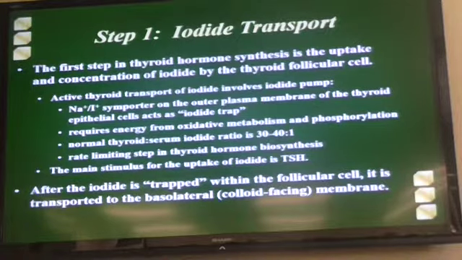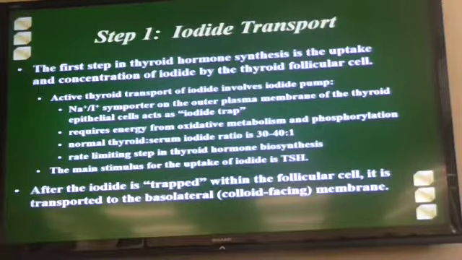Thyroid to the pituitary, right? Okay, this is going to require energy to do all this. And the normal thyroid serum iodine ratio is 30 to 40 to 1. This is the rate limiting step in basically thyroid hormone. See, if it's 30 times more concentrated in the cell than it is in the serum, it's going to diffuse in, or you're going to have to pump it in. You're going to have to pump it in.